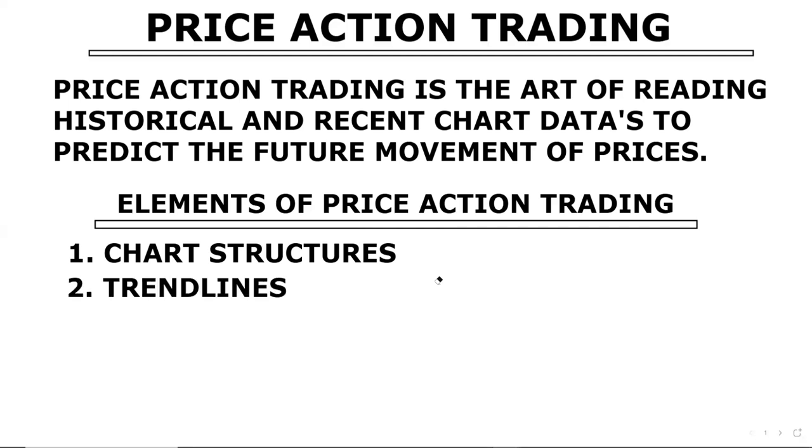The next one is trend lines. What are trend lines? Trend lines are diagonal support and resistance tools. Trend lines are used to checkmate the strength of a trend. Okay, if a bullish trend is still strong, the market will obey an ascending trend line. If a bearish trend is still strong, the market will obey a descending trend line.